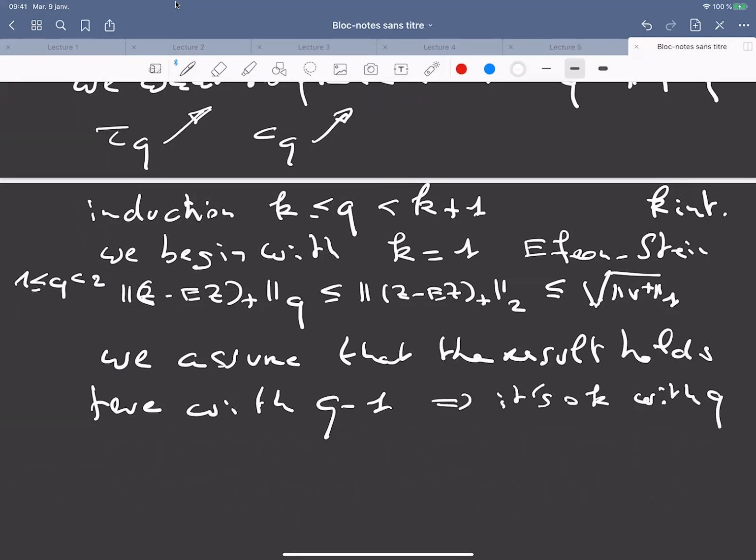So it looks strange because, of course, induction works with integers and not with real numbers. But the way we do that is that we are doing an induction on integers, but we prove the results for all real numbers between the integer and the integer plus 1. This is the way we do that.